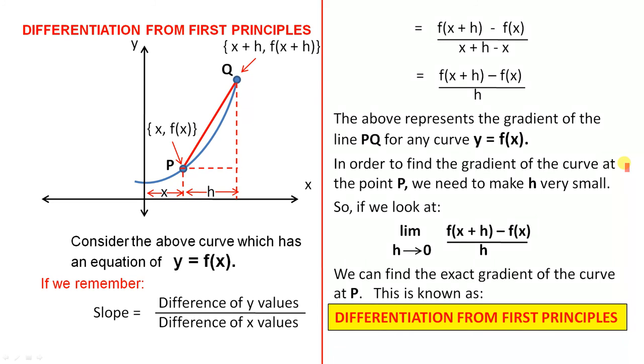In order to find the gradient of the curve at the point P, we need to make h very small. So if we're looking at the gradient of this blue curve at that point, that is the gradient of the tangent at that point, we have to make h very, very small so it approaches the point P. If we look at the limit as h approaches 0 of f(x plus h) minus f(x) over h, we can find the exact gradient of the curve at P. This is known as differentiation from first principles. We did the work on limits earlier, so we understand what's going on here. So this is very important. Let's continue this on the next slide.